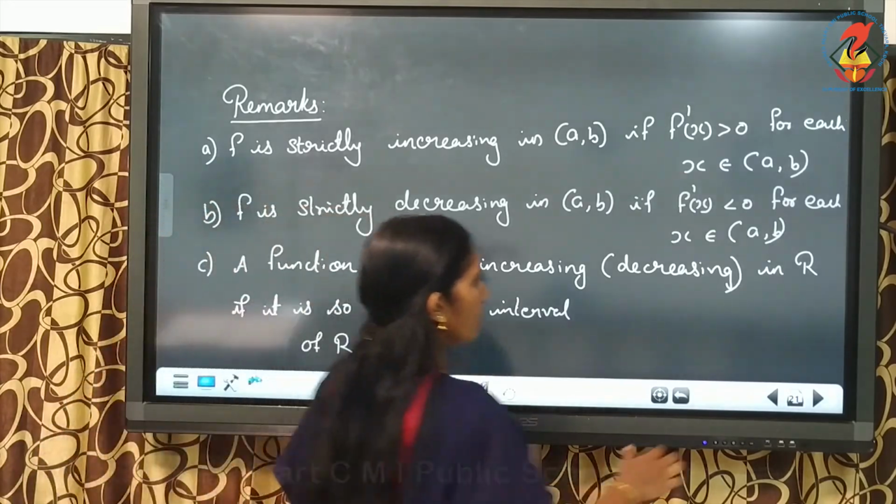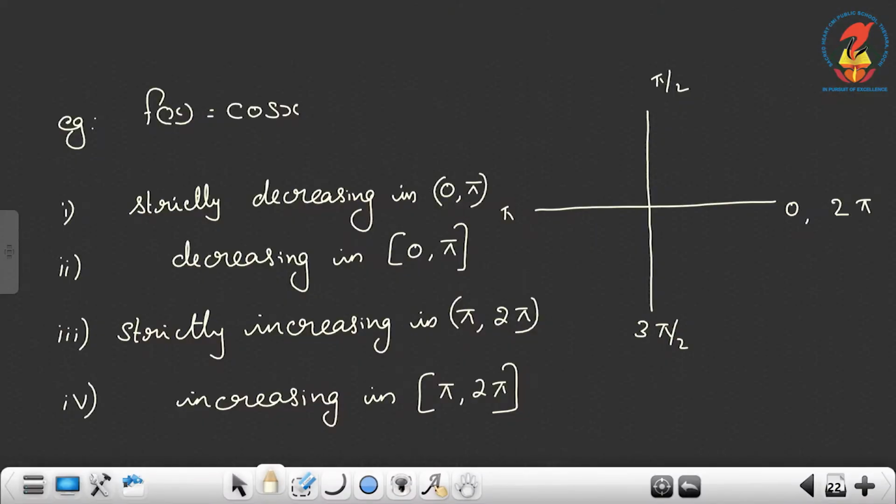So we can consider one example, children. Look at this example. f of x is cos x. We can prove the function is strictly decreasing in open interval 0 to pi and decreasing in closed interval. Look at the difference: strictly means open, decreasing means closed. And it is strictly increasing in open interval pi to 2 pi and increasing in closed interval pi to 2 pi.